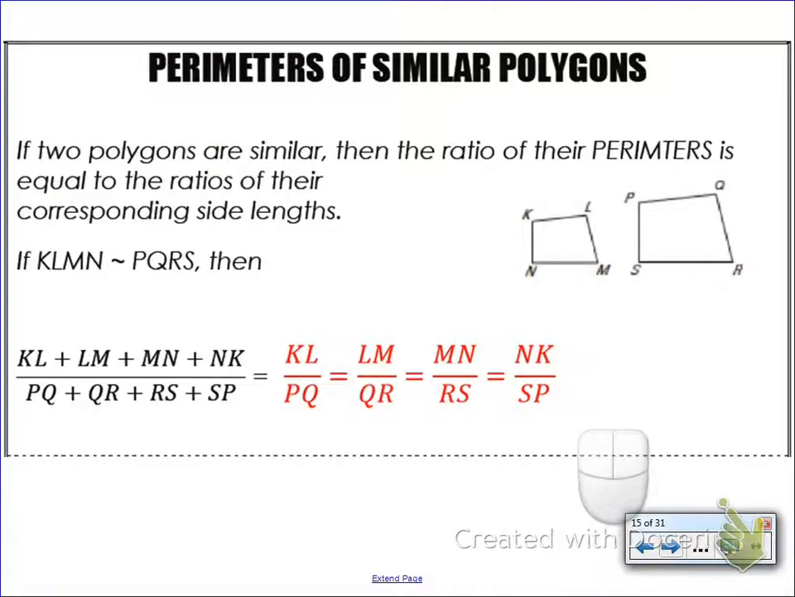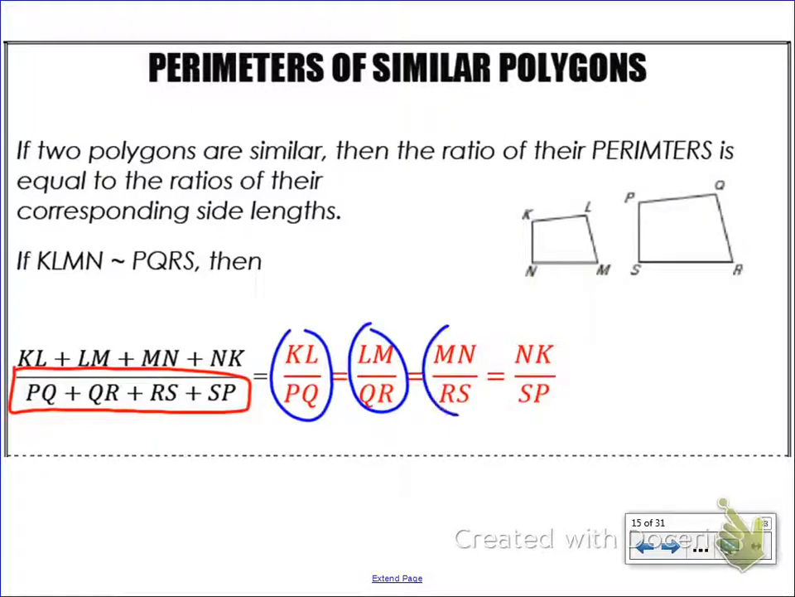Next property is going to talk about perimeters of similar polygons. Perimeter is going to have the exact same ratio as their side lengths, and the scale factor for that matter. So for example, if I add up all 4 sides of these polygons, KL plus LM plus MN plus NK, which is the perimeter, over the perimeter of my second, PQ plus QR plus RS plus SP, that will be the same exact ratio. Now each one of these over here represents the ratio of the sides. And based on our statement of proportionality, we know that each one of these ratios should be exactly the same.